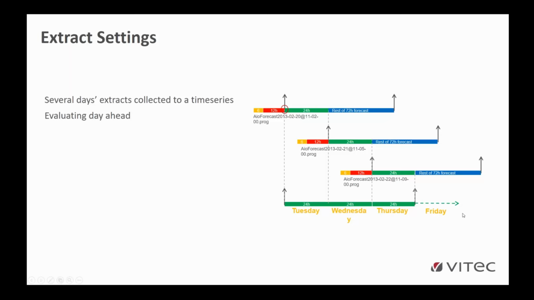This way we're building a timeline which we can then compare easily to the historical measured values. So you have two timelines set against each other. But this day ahead timeline is actually constructed of several forecasts. So for 3 days you would have 3 forecasts.